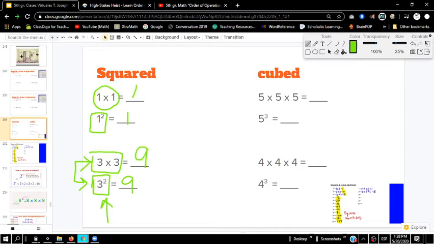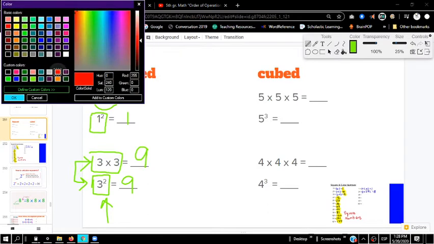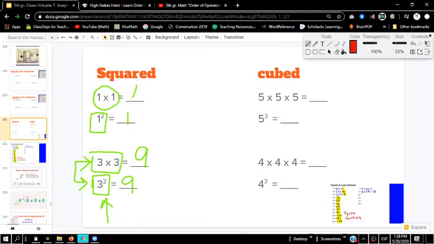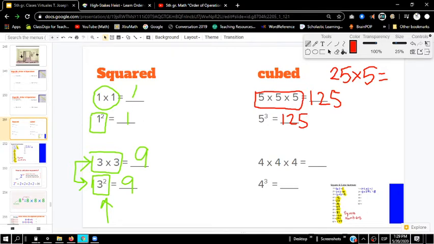Let's do another one. This is called cubing a number. When we cube a number, we don't multiply a number by itself twice, we multiply a number by itself 3 times. So since 5 times 5 times 5 is the same as, well, 5 times 5 is 25, and then 25 times 5 equals 125, 5 cubed would be the same thing, 125. Okay, so again, we're multiplying one number by itself 3 times. That's called cubing a number.